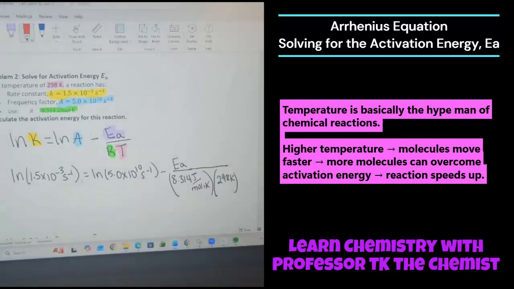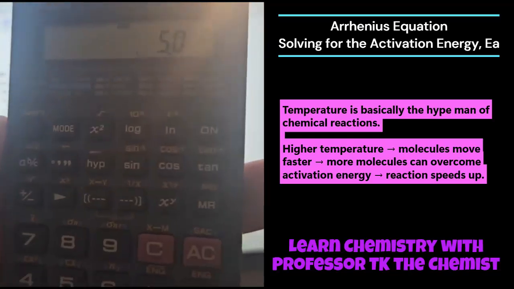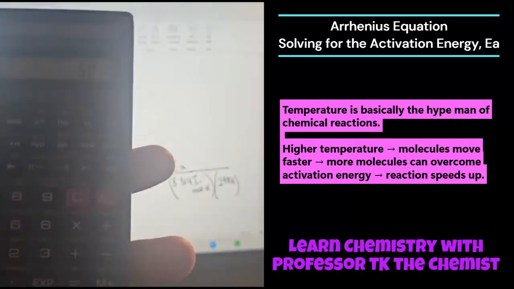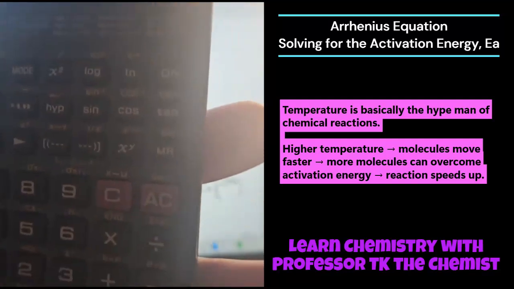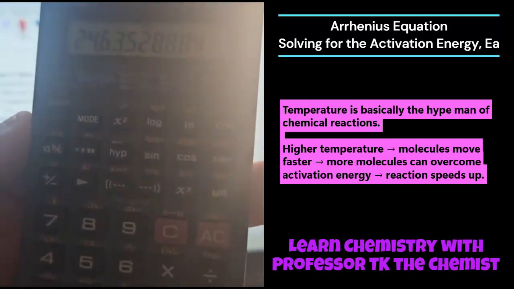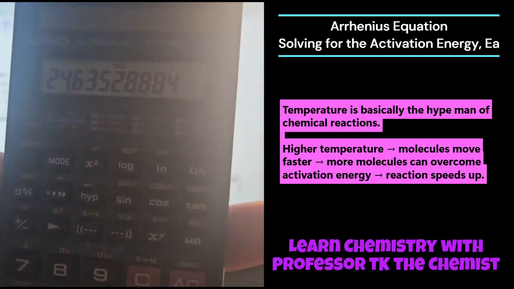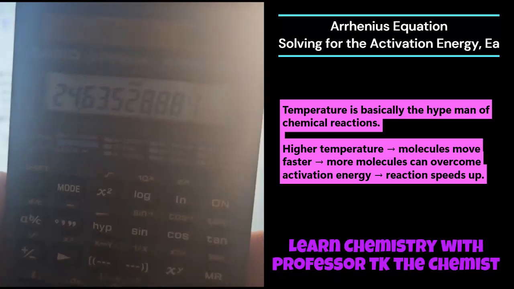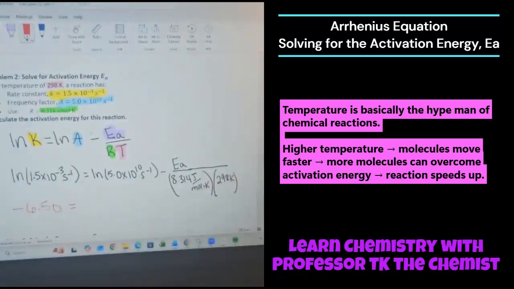Negative 6.50, okay? Negative 6.50. So that's this one right here, negative 6.50 equals. Now let's get to the natural log of 5.0 times 10 to the 10th. See that right there? And then the natural log, and I get right here 24.63. Notice this is not negative, it's positive. 24.6.